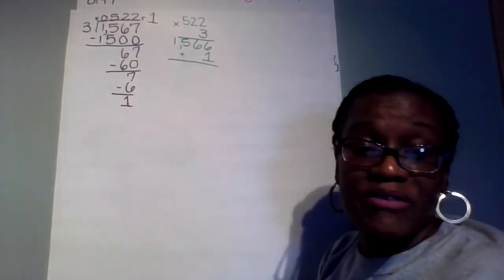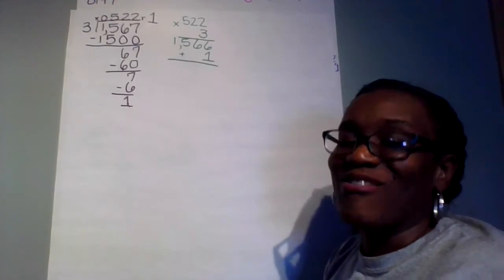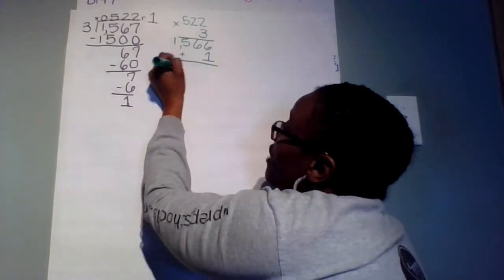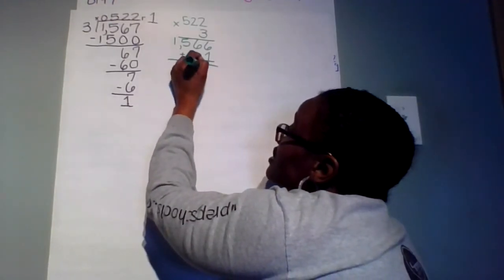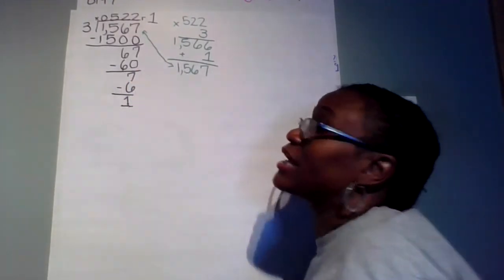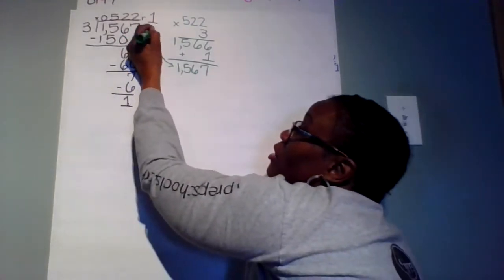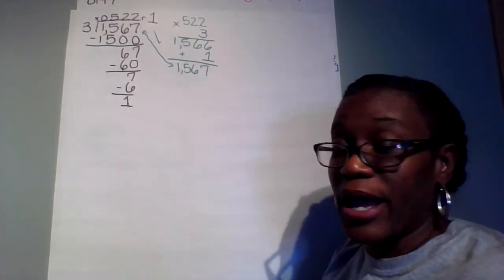So 1,566 plus 1 is, very good, scholars, 1,567. And we check our number against our dividend, and it's the same. So we know that we are correct.